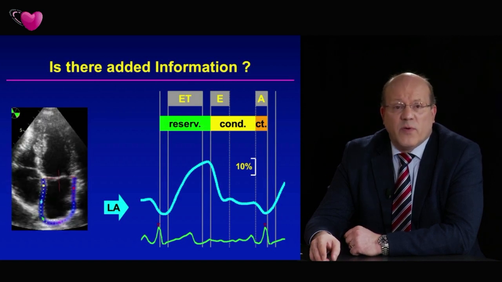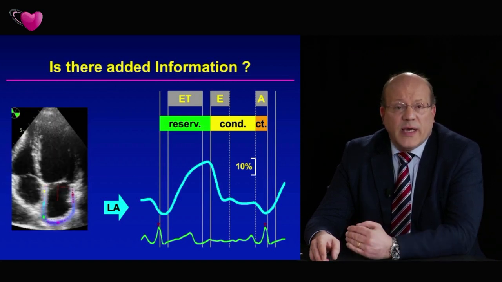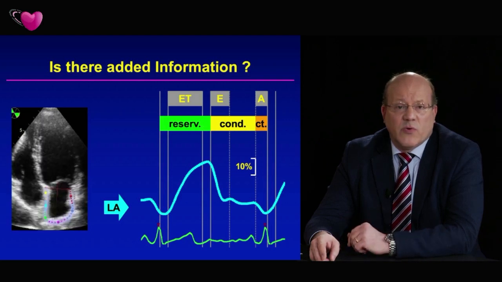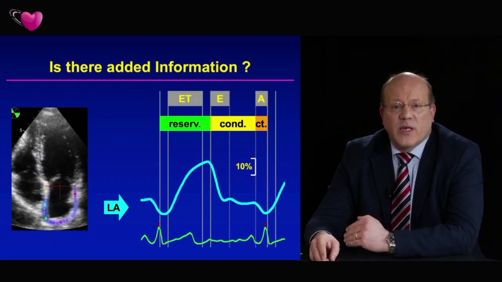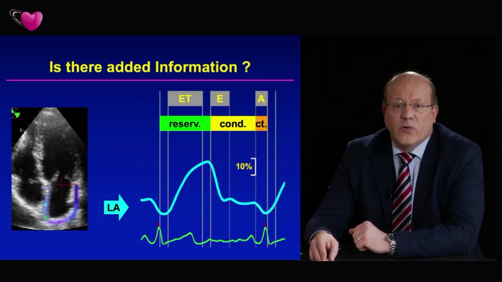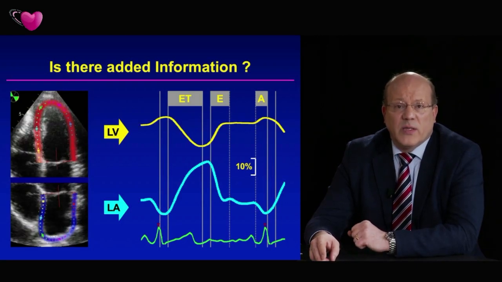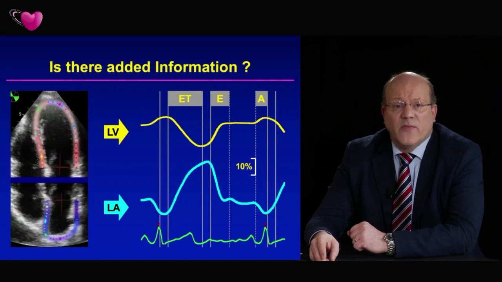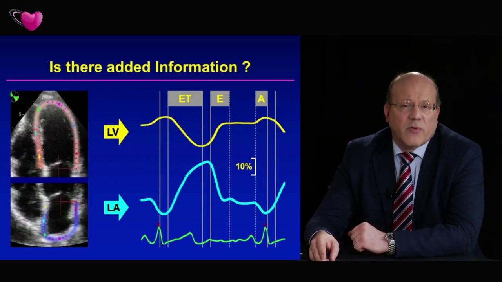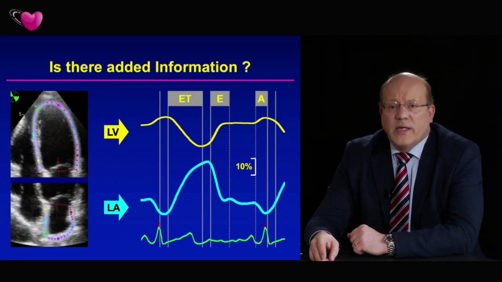When we think of the motion of the atrium, the link to the left ventricle is the mitral ring. So both the ventricle and the atrium are connected, so they behave very similarly, actually inverted. When you look at these two strain curves from the atrium and from the ventricle, they mirror each other. So is there added information in it?